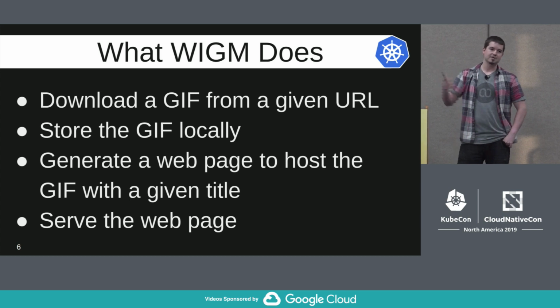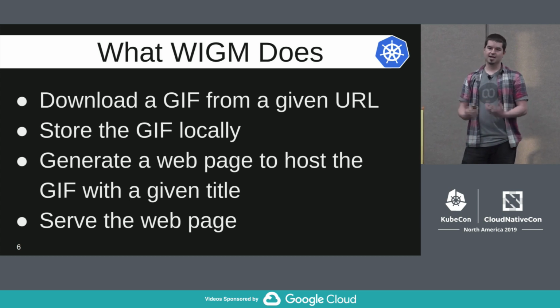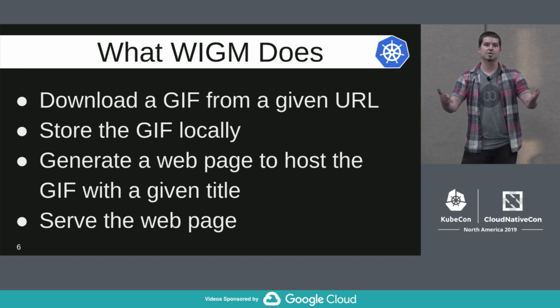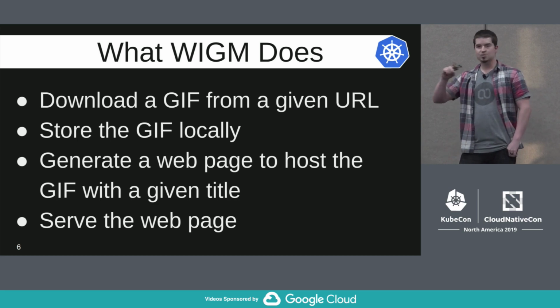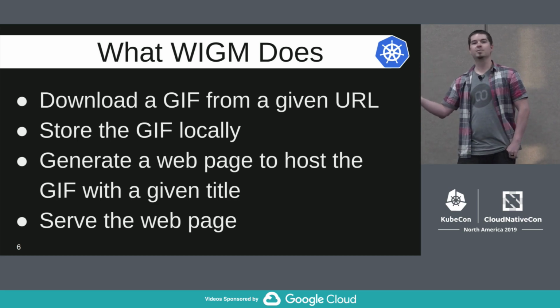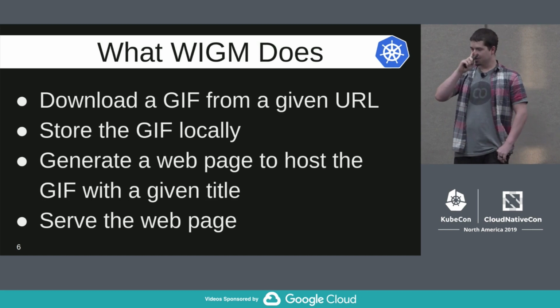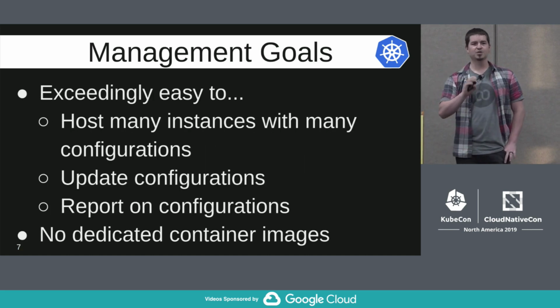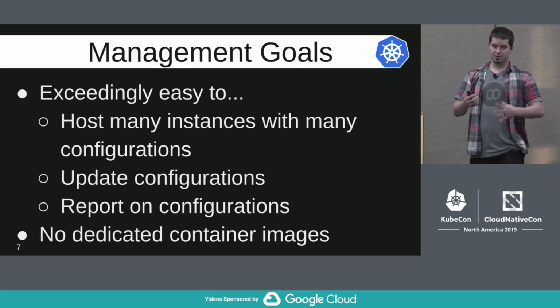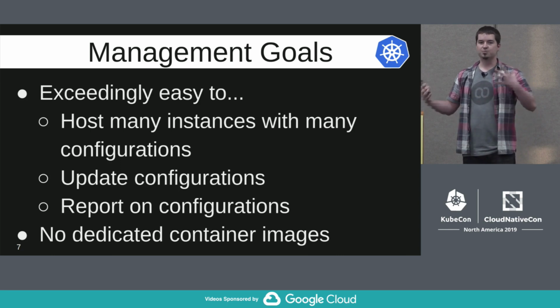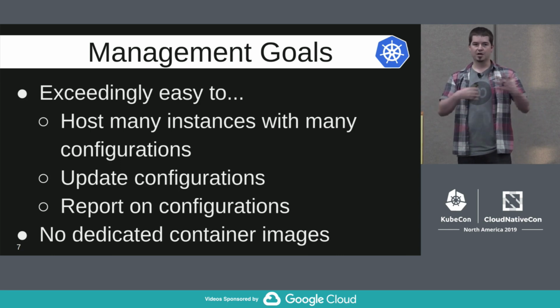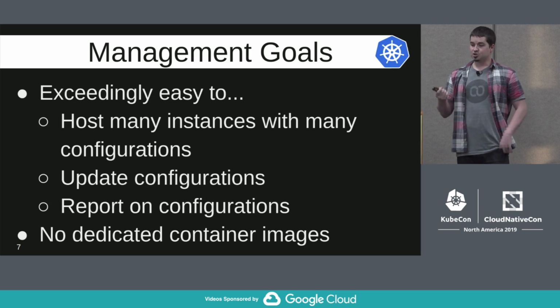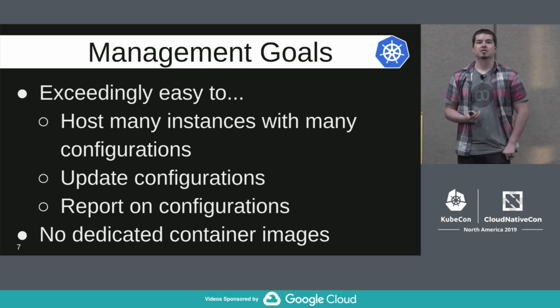It goes out to the internet, we get a GIF, we pull it down, make a web page, and serve that web page up again. One GIF, one web page, one pod, one maybe load balancer per GIF. Because we're going to be doing a lot of these, right? We're going to be running a lot of different servers. We want to spin them up and down quickly. We want to operate on them efficiently. It should be easy to do all of these things that I've got on the screen.